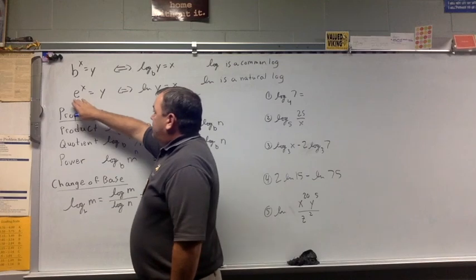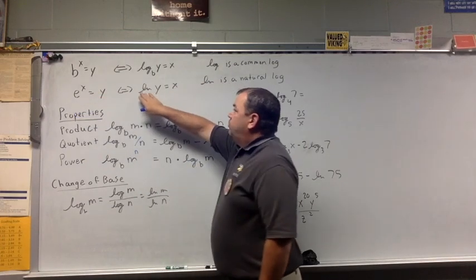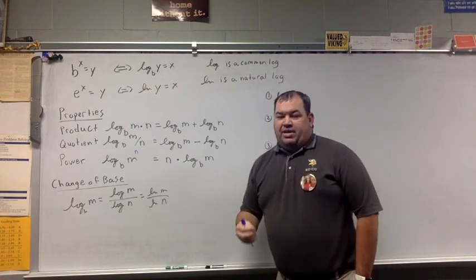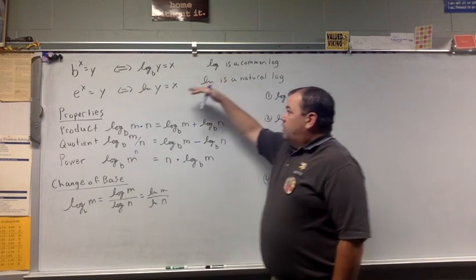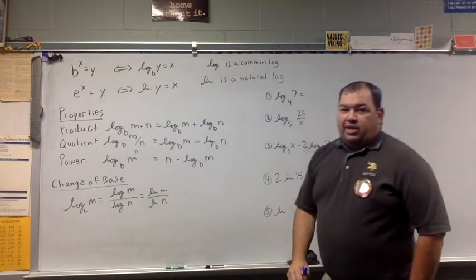Now if we have a base e to the x, we can write that as a logarithm. We use ln, which is short for a natural logarithm or a base e. If you can convert back and forth between these, it helps you a lot when we get into actually doing some problems.